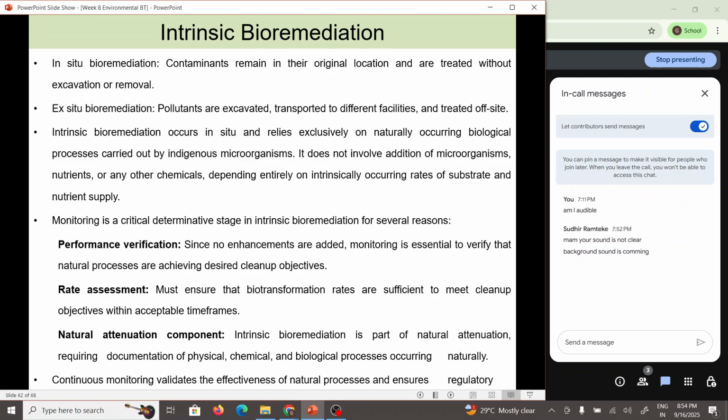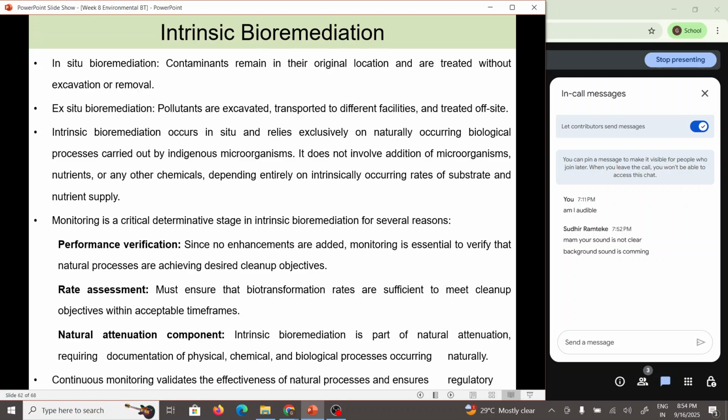But like the natural attenuation process, this also has a very high requirement of monitoring, because there can be performance variation and we need to verify that the performance is up to the required standards before we declare the site to be decontaminated.